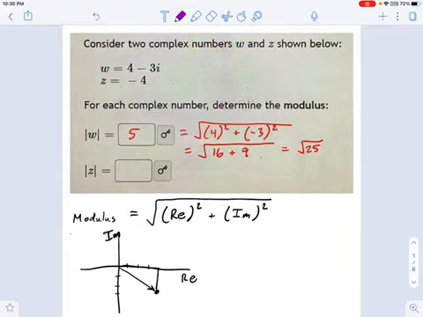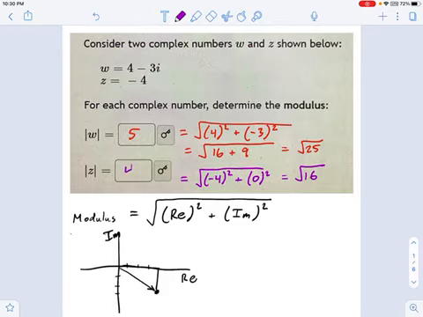It might confuse you for a moment, but just follow the formula. What's the real part? The real part is negative 4, so this is going to be negative 4 squared. What's the imaginary part? Well, 0. There's no imaginary part of z, so it's going to be 0 squared. So we get the square root of 16, which is just 4. Okay, so that's how you calculate modulus.